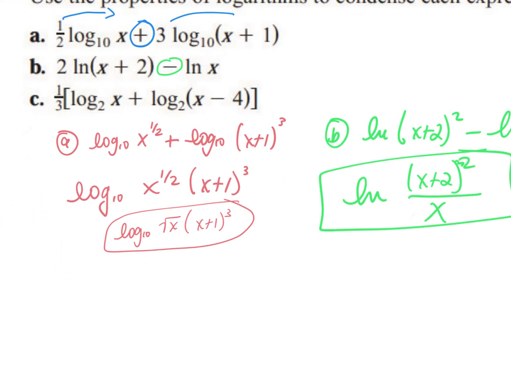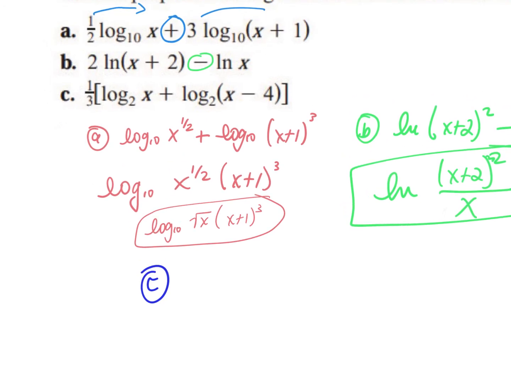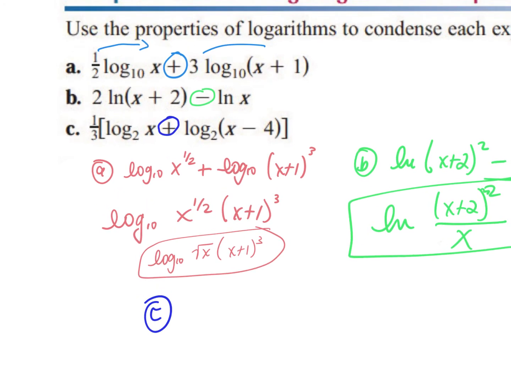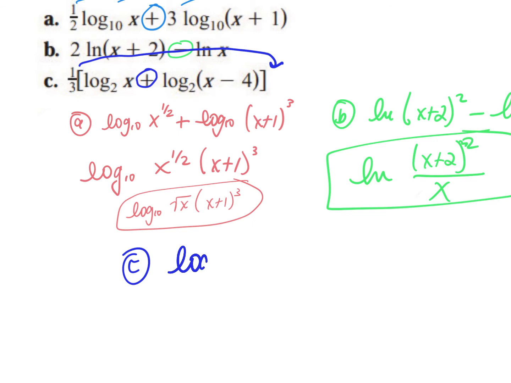All right, let's look at C. C's got a lot going on, doesn't it? What's the first thing you see? Okay, I see this addition, which tells me I have to do what? Multiply. All right, what's another thing you see way out in front? Do you see the 1/3? It's the whole thing, right? Do you guys see how that 1/3 is with the whole thing? So this 1/3 is going to come way back over here. Y'all see that?